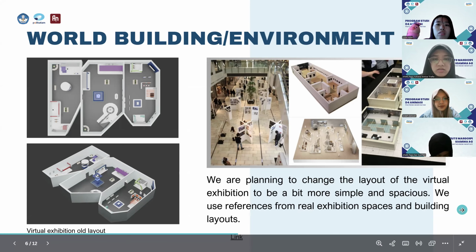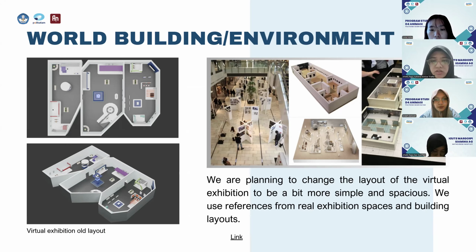On this slide, the building or environment, we show the environment design of our virtual exhibition. The images on the left show our current layout. We are planning to improve the layout so it becomes simpler, more spacious, and easier to explore. We look at how real exhibition spaces arrange their pathways, display areas, and room divisions, then adapt those ideas into our virtual environment. Our goal is to make navigation clearer so visitors can focus more on the exhibition content and enjoy a better overall experience.